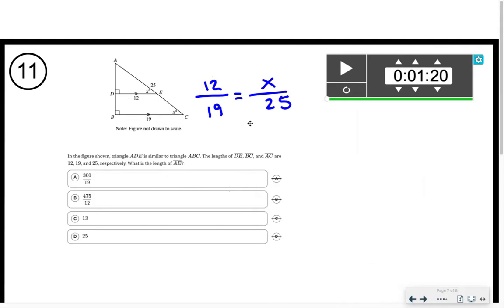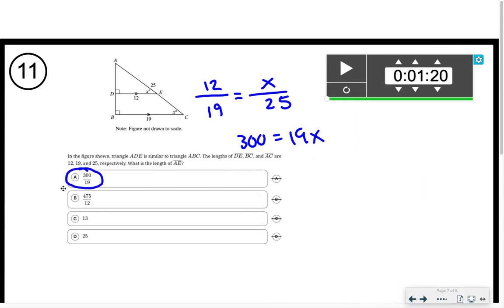So I'm going to cross multiply and be careful. Notice the answers, some of them are fractions. So be careful about doing the whole thing and wasting time. Just do 25 times 12, which is 300, equals 19x. And then we're good to go, because when we divide by 19, we just get 300 over 19.